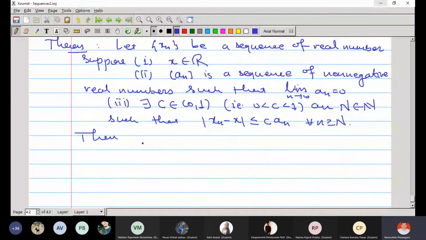See, from this last expression, the distance between xn and x is less than or equal to C times an. And what is given? The limit of an is 0. So ultimately, do you observe what will be the limit of xn minus x as n tends to infinity? 0. So this would go to 0. That means ultimately xn would go to x. So what we expect from this is that the limit as n tends to infinity of xn is x.